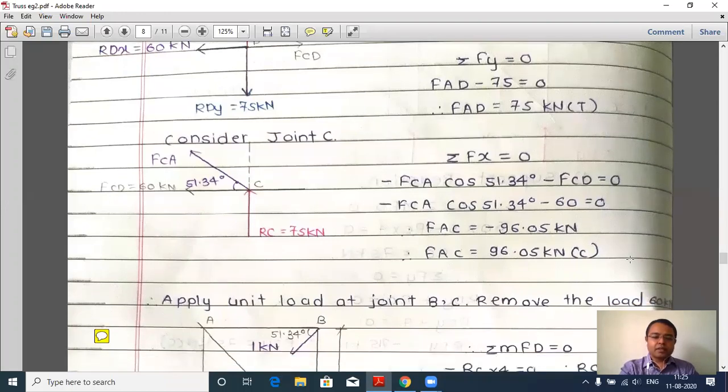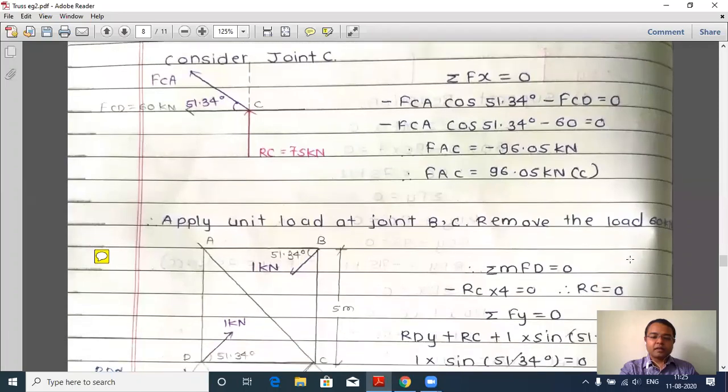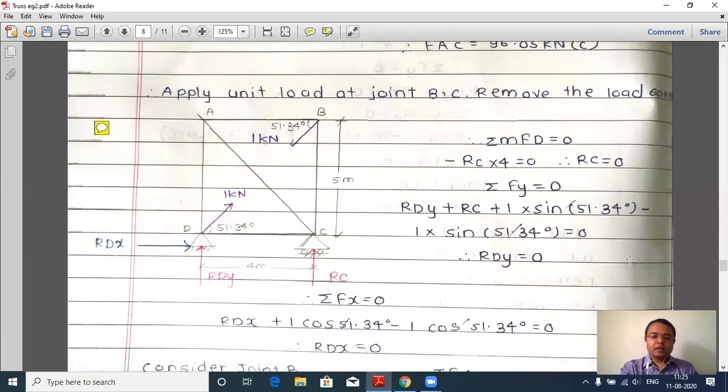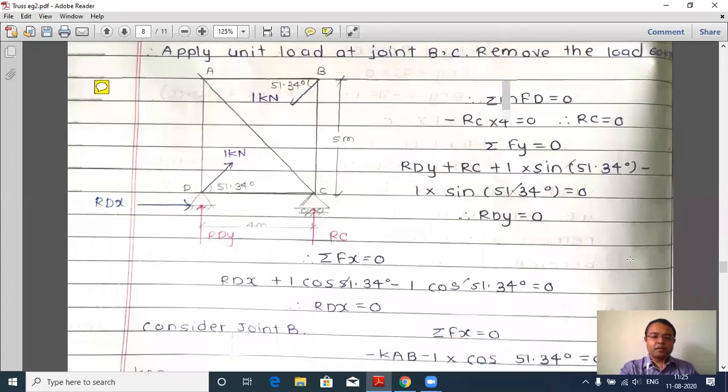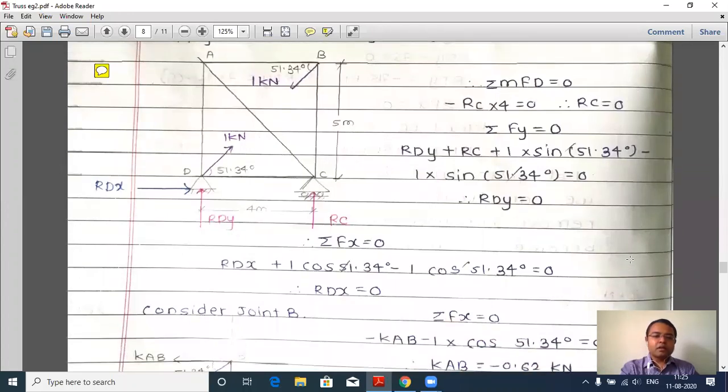Next, these three forces are over. That means we have analyzed a determinate type of truss by removing one extra member. Now we will go for K forces.